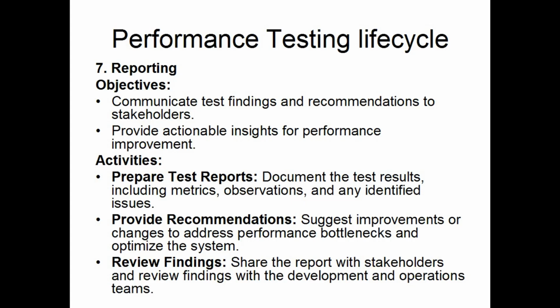When it comes to the reporting stage, the objectives are to communicate test findings and recommendations to stakeholders, and provide actionable insights for performance improvement. Activities during the reporting are: prepare test reports, documenting the test results, including metrics, observations, and any identified issues; provide recommendations, suggesting improvements or changes to address performance bottlenecks and optimize the system; and review findings, sharing the report with stakeholders and reviewing findings with the development and operations team.